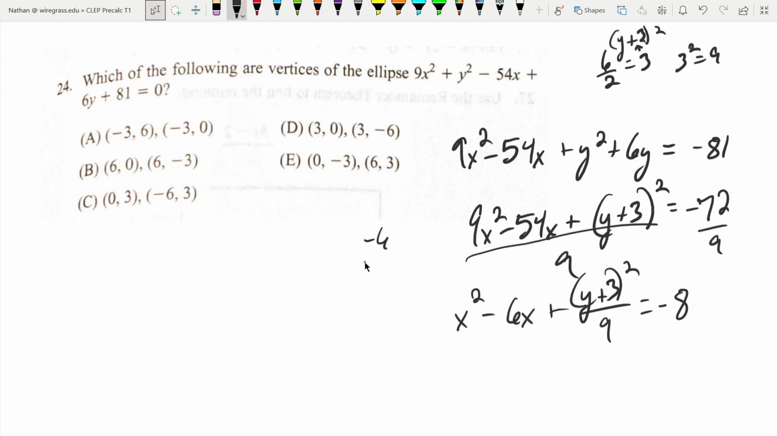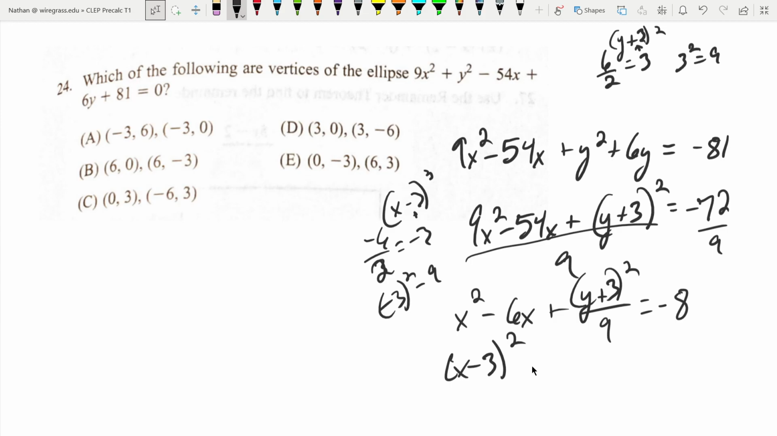Again, negative 6 divided by 2 is going to give me negative 3. Negative 3 squared gives us 9. So we're going to get x minus 3 squared for the complete square. We added 9 to both sides for this one as well, and that's going to give us 1 on the right-hand side of the equation.